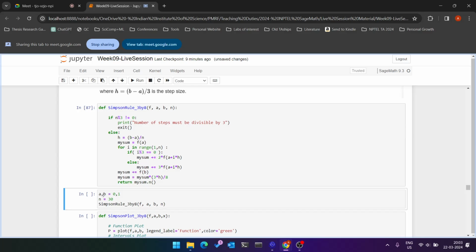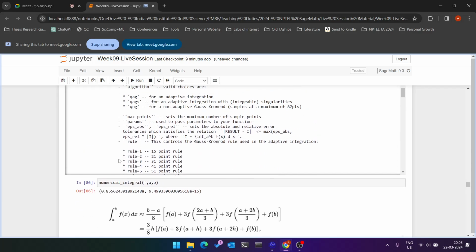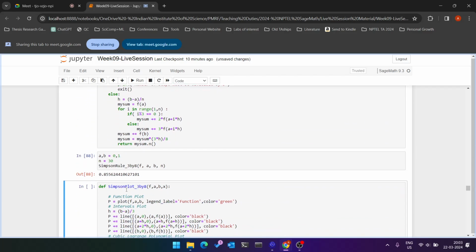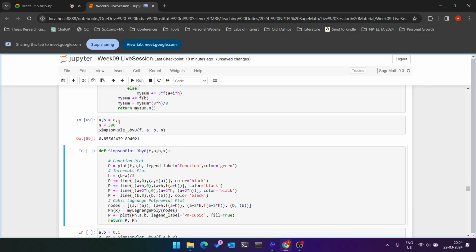I'll specify my limits 0 and 1, and the number of intervals as 30, and then I'll run this Simpson rule. My answer is 0.85562, which is what we have also seen. If I increase it even further, it's already pretty saturated, with only a small change here.